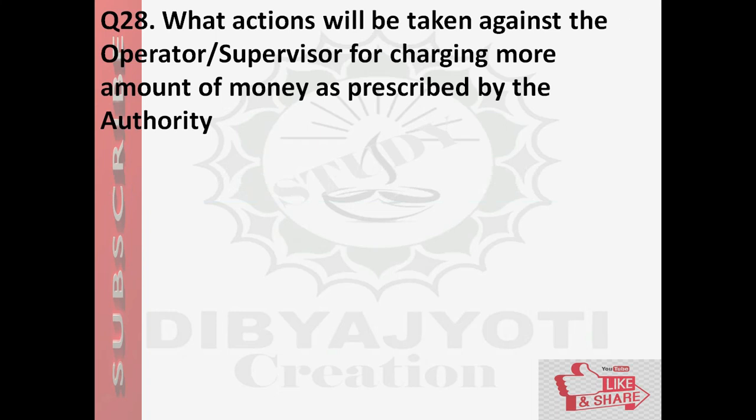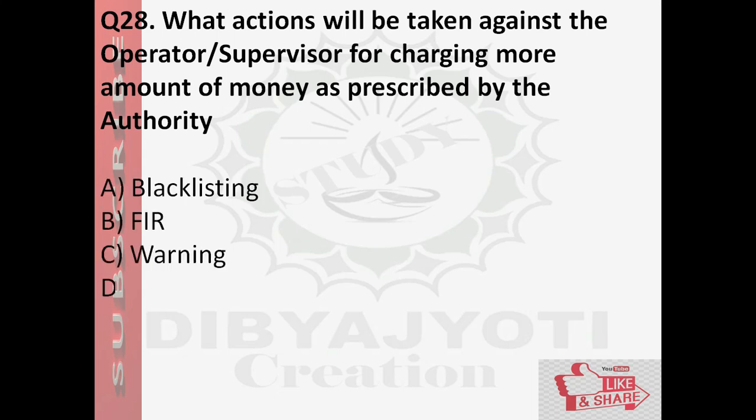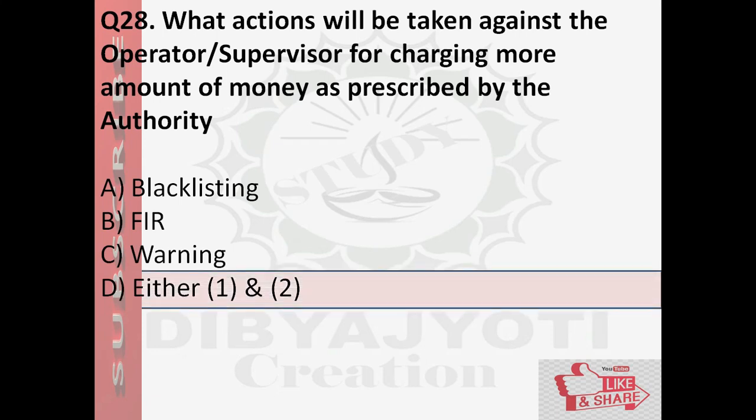What action will be taken against the operator or supervisor for charging more amount of money than prescribed by the authority? A, blacklisting, B, FIR, C, warning, D, either 1 and 2. And answer is either 1 and 2, blacklisting or FIR.